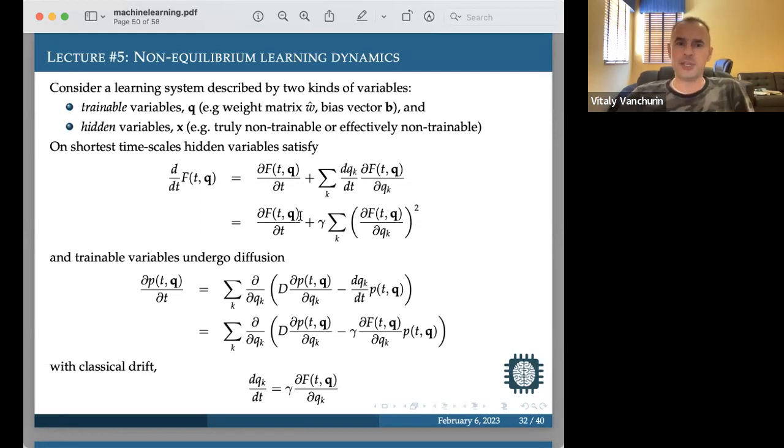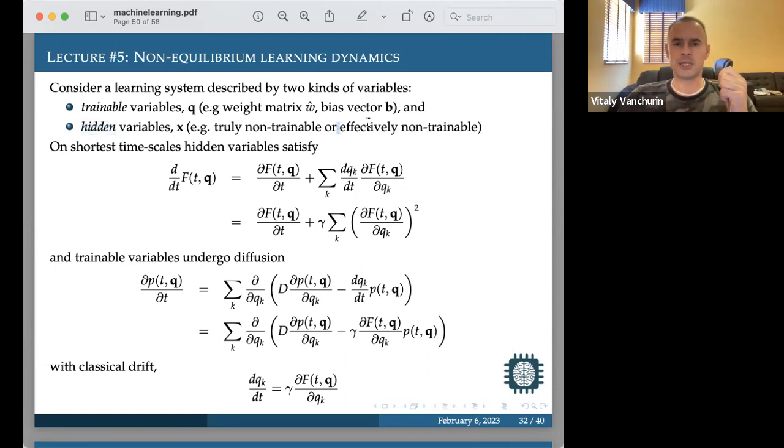Now, the setup is here. You have trainable variables that I denote by Q. So I combine all of the weights and biases in a single vector notation Q. And then the non-trainable variables, X, I will be treating at the level of ensembles. Now, here I start calling them hidden variables for the reason that will become clear shortly. For now, think about them as non-trainable variables.